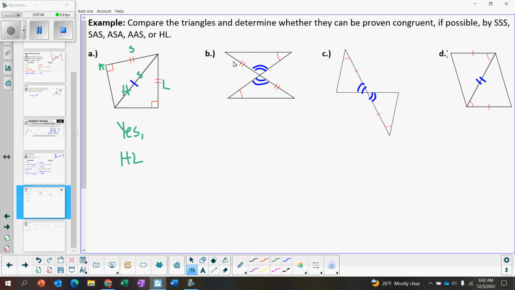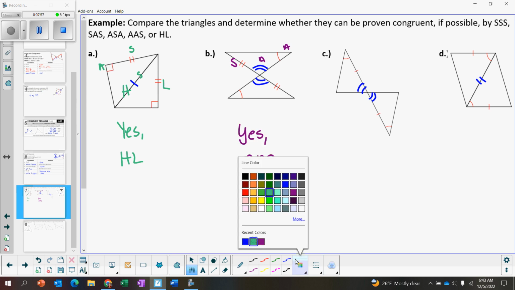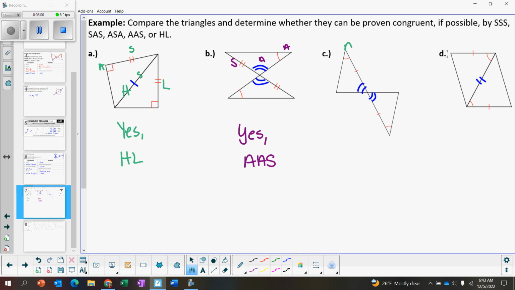All right, our next one, we have a side and an angle. We have 2 angles on a side. The S is not between the 2 A's. It's outside of the 2 A's, so that's AAS. All right, next one, we have an A here, an S here, an A here. So if I connect the 2 A's together, it passes through the S. So this is yes by ASA.